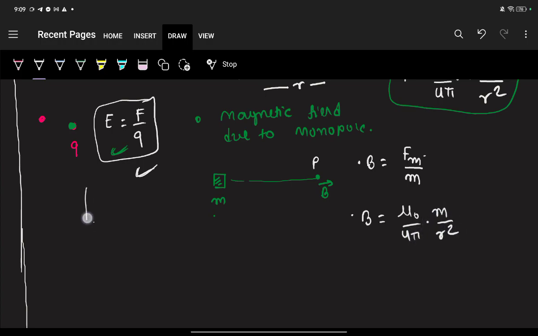And here in electrostatics, it was kq divided by r square. So here also you can see the similarities. Mu naught upon 4 pi is constant. Here k is constant. Here magnetic charge, here it is electrostatic charge. There is r square, here also r square. Good. Very good.